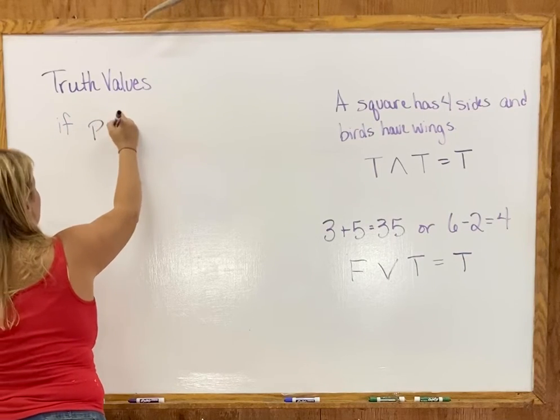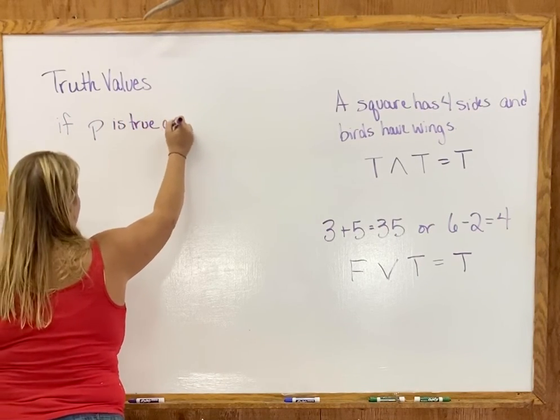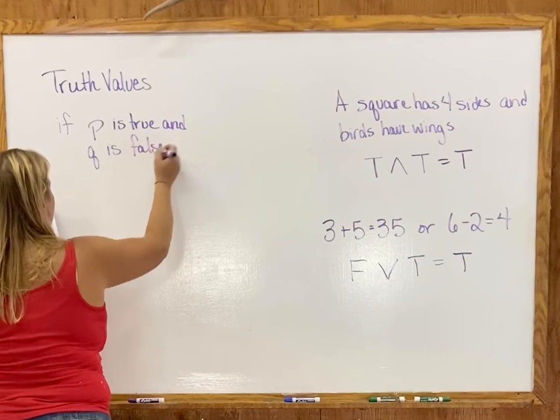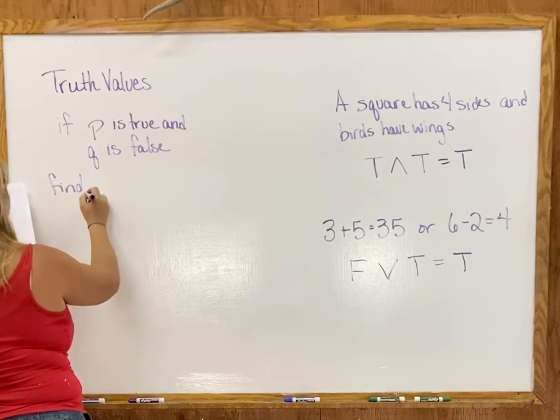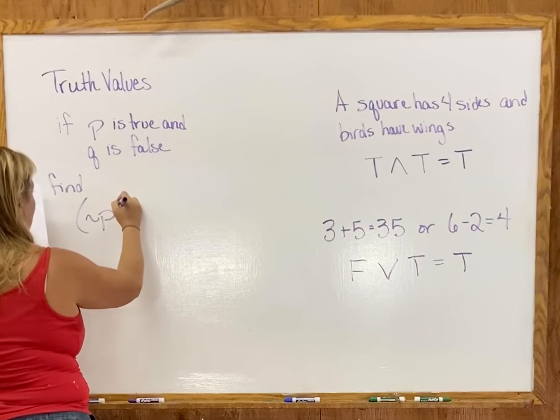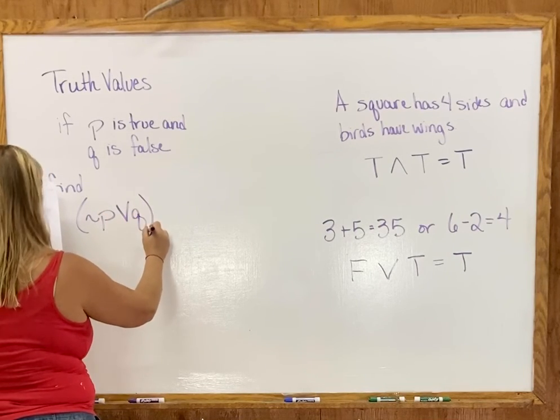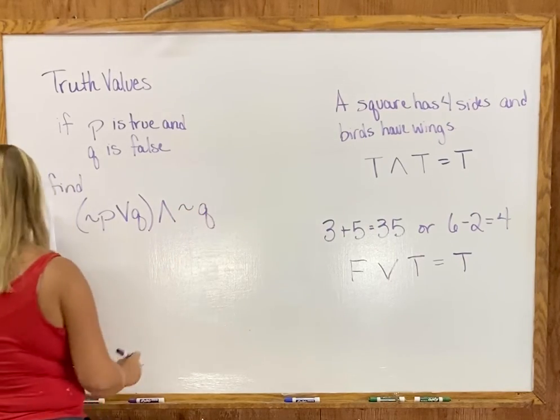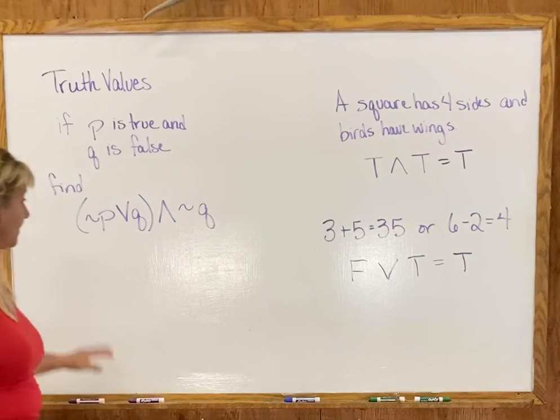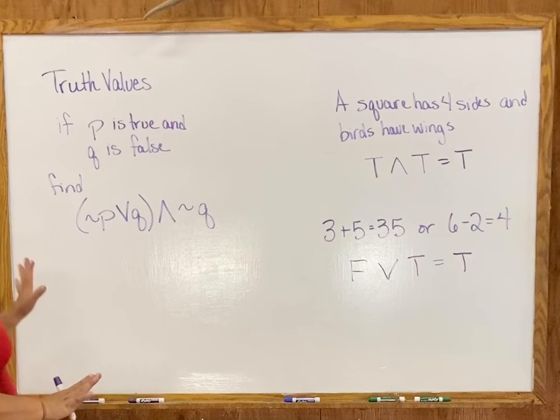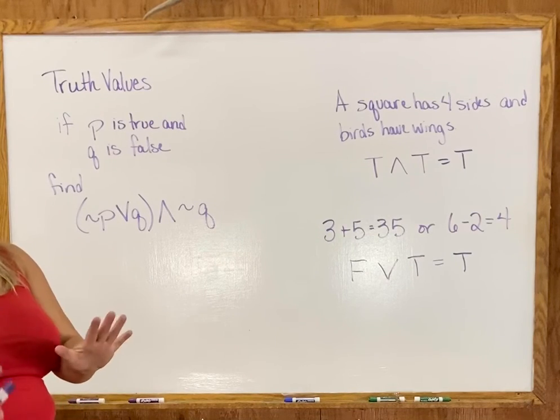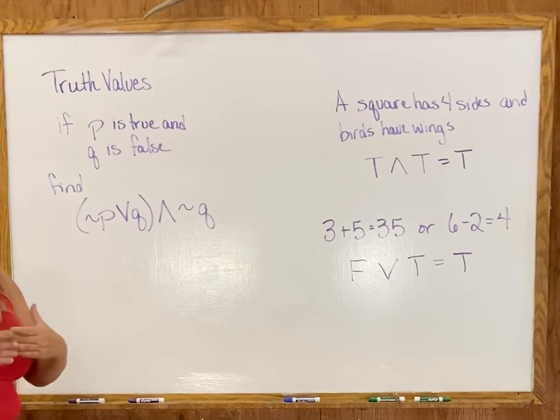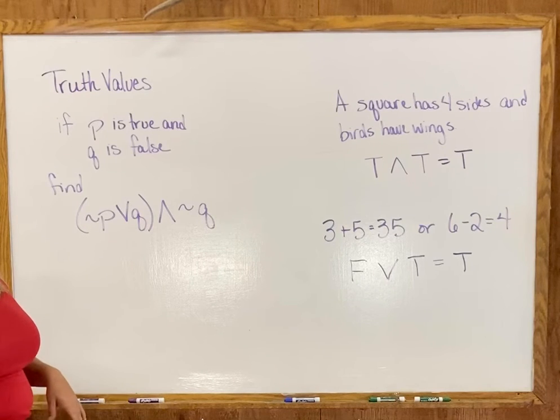This says if P is true and Q is false, find, and I'll get ready for it, not P or Q and not Q. Okay, so this is the ugliest one that we've seen to this point, but all I'm asking us to do is put in trues and falses, okay? So even though it looks incredibly ugly, we'll deal with it, okay? But that's kind of our next step to getting into the next section, which is truly, truly ugly.